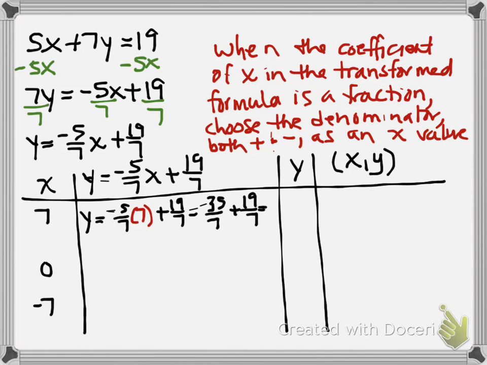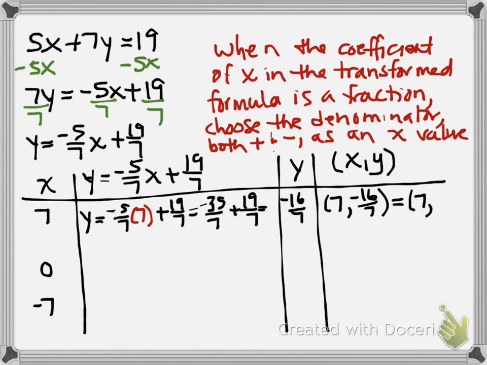So what we end up with is two signs that are different, bigger number's negative, and what's 35 take away 19? 16. So we end up with negative 16/7. So when you write your ordered pair, the input or domain was 7, and the output or range was negative 16/7.